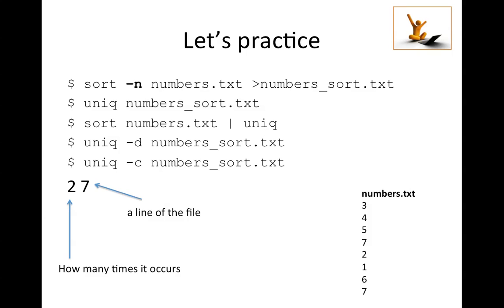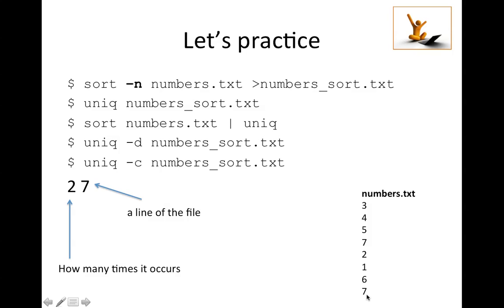Okay. Do you want to know only the duplicates? Use the -d option. Or in case you want to know how many times each element occurs, use -c. And this is how the output will look. You will have two numbers: the line itself from the file, and how many times it occurs. For example, 7 tells us that it occurs twice. You want to check it? So 7 right here and 7 right here. So it looks like it's right.